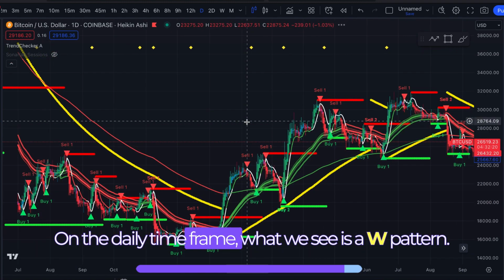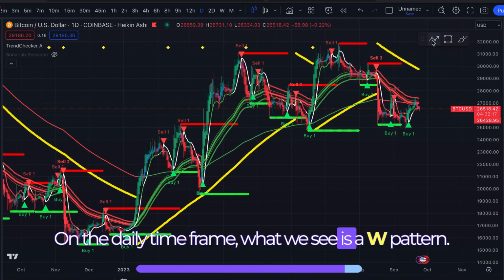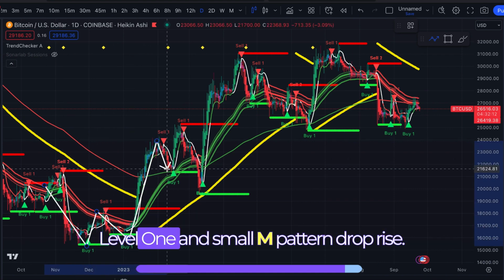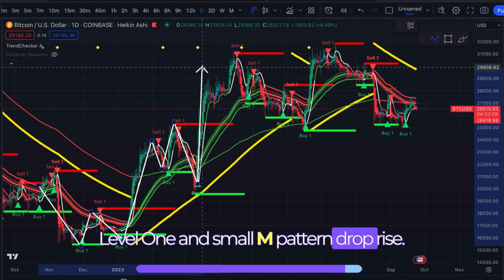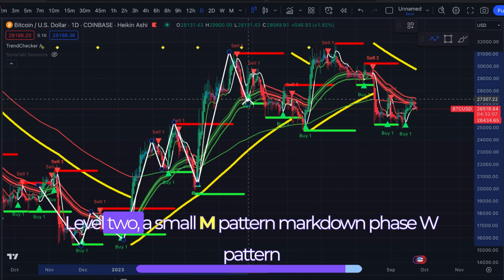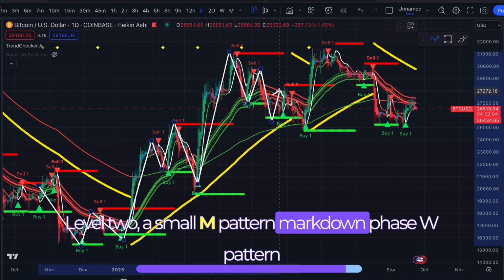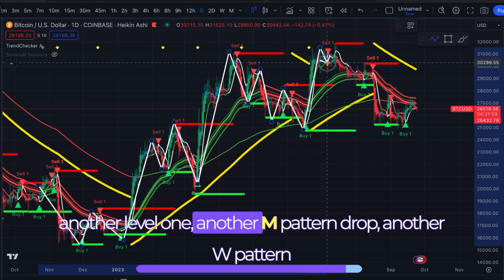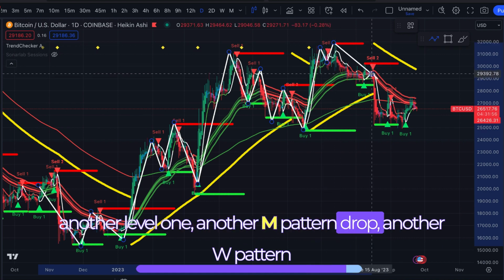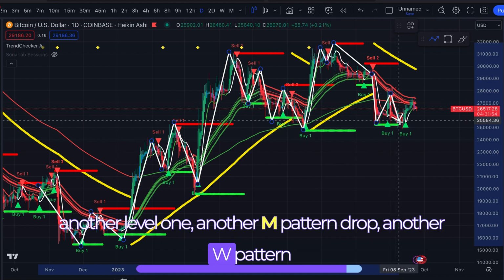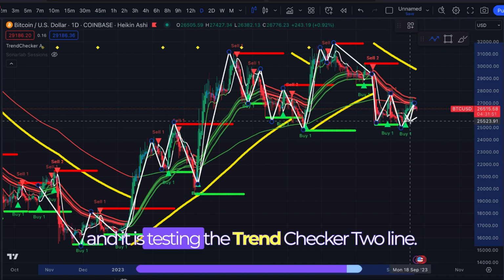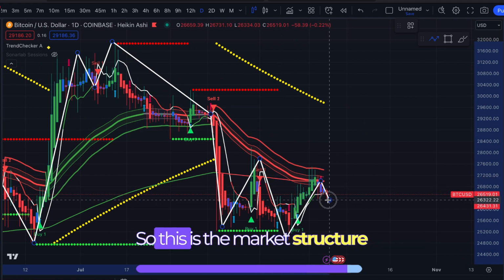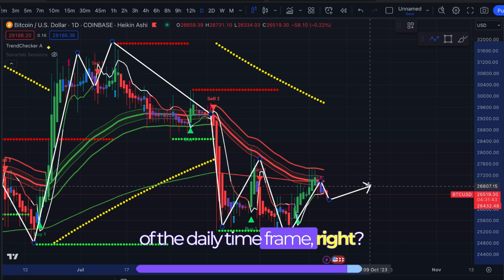On the daily time frame, what we see is a W pattern, level 1, and a small M pattern, drop, rise, level 2, a small M pattern, markdown phase, W pattern, another level 1, another M pattern, drop, another W pattern, and it is testing the Trendchecker 2 line. So this is the market structure of the daily time frame, right?